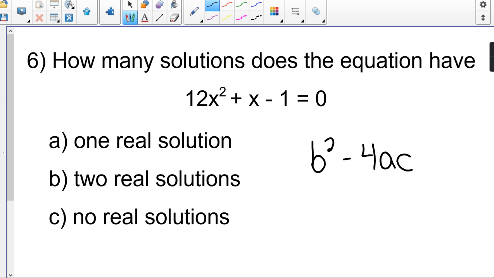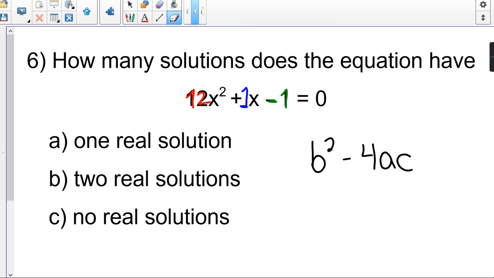So let's identify a, b, and c in our equation, okay? So a in this equation is 12. A is that number in front of x squared. B in this equation is the coefficient of x. Well, I don't see a coefficient of x. If I don't see a coefficient of x, then how many x's do I have? I have 1. So the coefficient of x would be 1. And c is the number alone. The number alone in this case, well, it doesn't say plus any number. So if it says minus 1, that's like plus negative 1. So negative 1 is c.